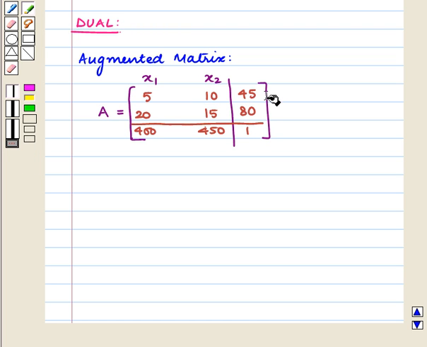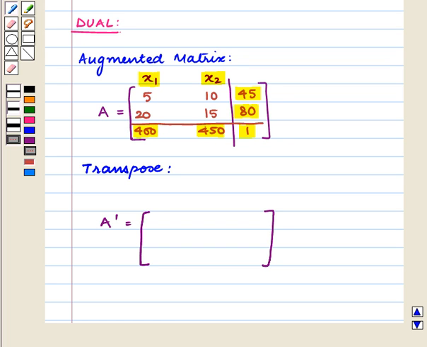Now see in the last column we have written the right hand side constant values of the constraints and the last entry in this column is 1, that is the coefficient of z. In the first and the second column we have written coefficients of x1 and x2 respectively. In the last row we have written coefficients of x1 and x2 in the objective function. Now we take its transpose.